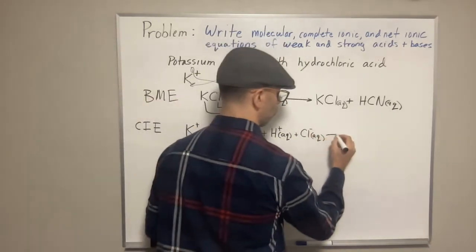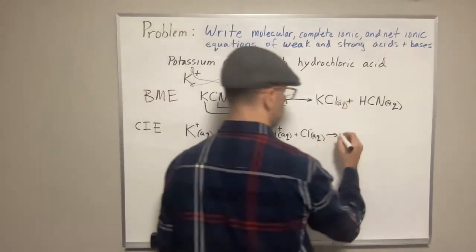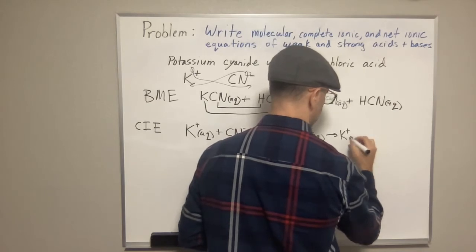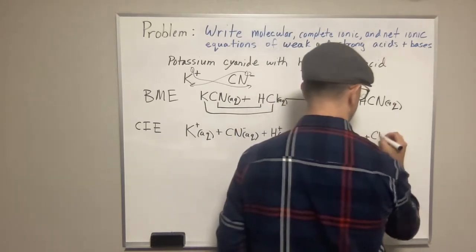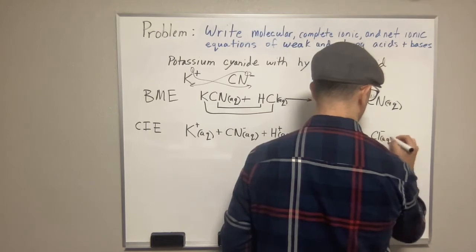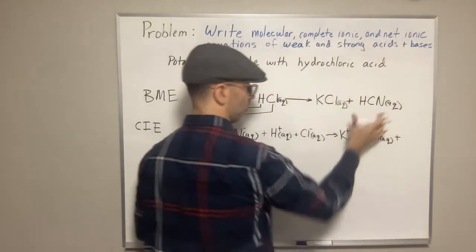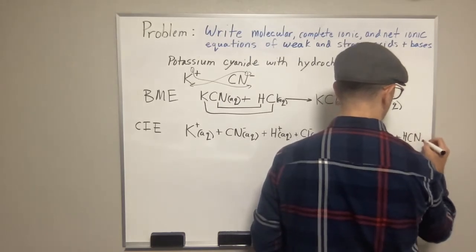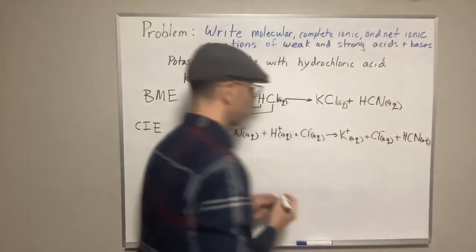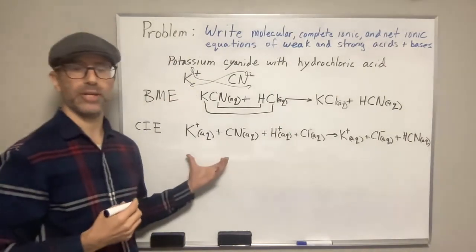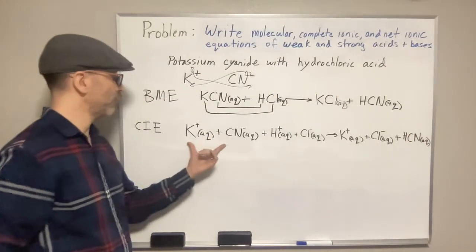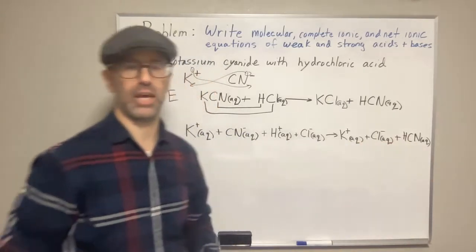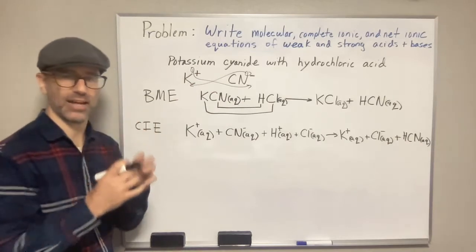And now we can do the products. So this is going to come apart. So that's going to be K plus aqueous plus Cl minus aqueous plus, and then this is going to stay together. That's going to be HCN aqueous. And so this is our complete reaction, complete ionic reaction. Everything has been pulled apart into its ions except for the HCN, which is a weak acid. That's going to stay together.